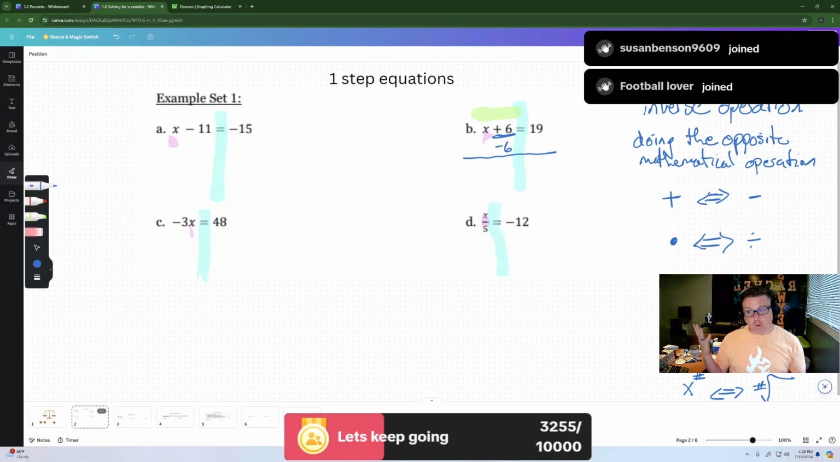But remember, we're doing a balancing act. There's a scale here. If you start taking something off from one side of the scale, what do you better do to the other side? You better take it off of the other side of the scale. And we call this a property of equality. Property of equality. We're going to do something that's the same on both sides of our equation. And remember, it's an equation because it has an equal sign.